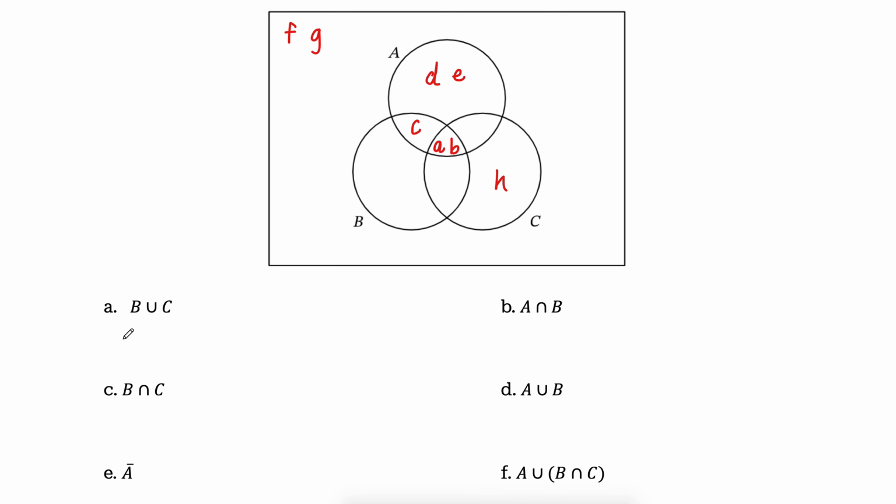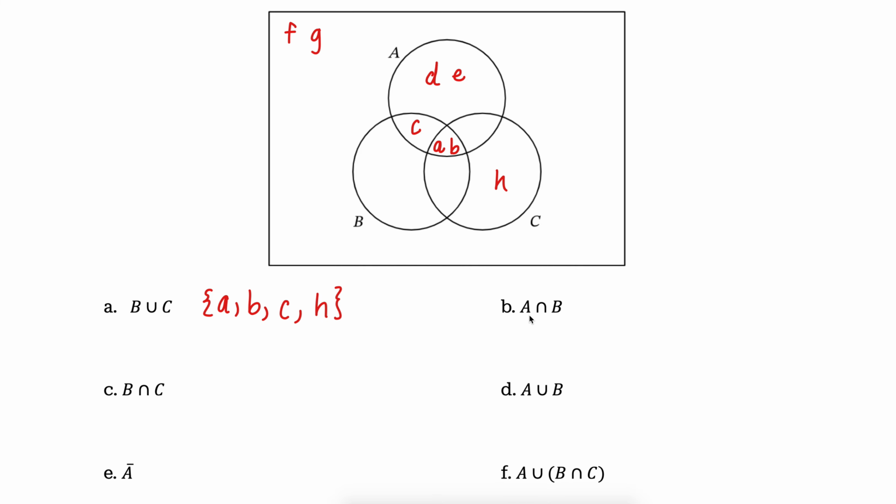The first one is asking for the union of sets B and C. So this is all the letters in set B and all the letters in set C. So we're dealing with everything in circle B and everything in circle C. I'm going to write these in alphabetical order, though you do not have to. So it's going to be the letters A, B, C, and H. So that's everything in B, everything in C.